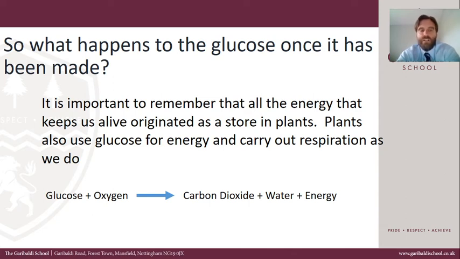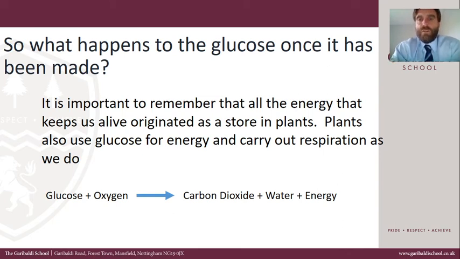So the energy is being released from this glucose in the presence of oxygen, and that's creating carbon dioxide, water, and energy. And that energy is the important stuff that's going to keep the plant growing. It's going to allow it to replace the cells that are no longer useful, and obviously be able to carry on doing the chemical processes that are involved in keeping that plant alive.